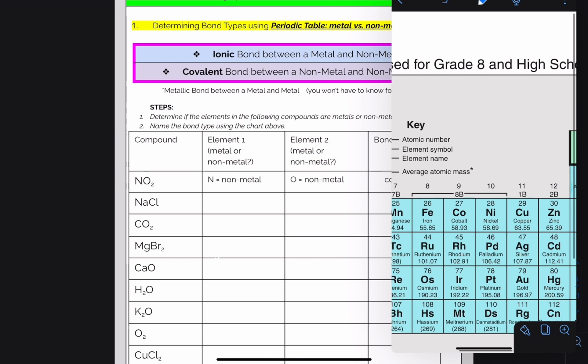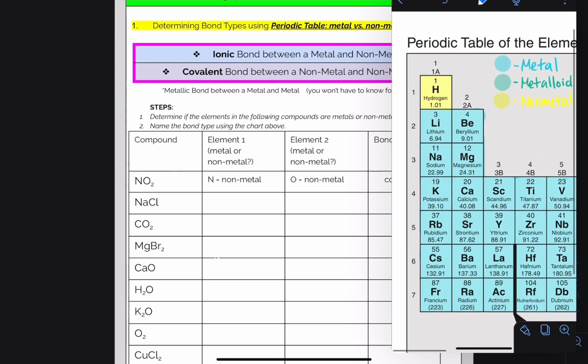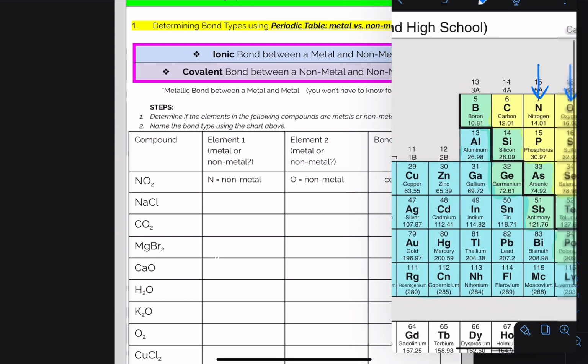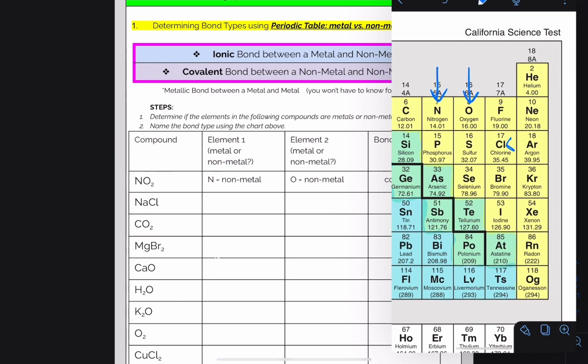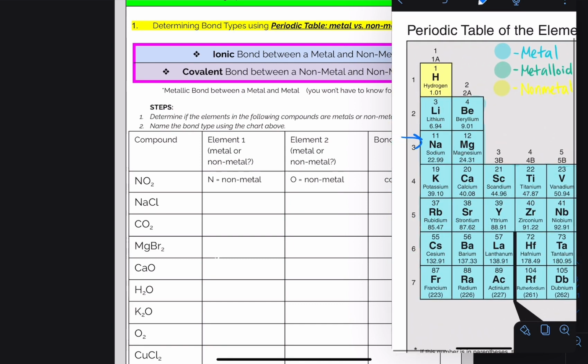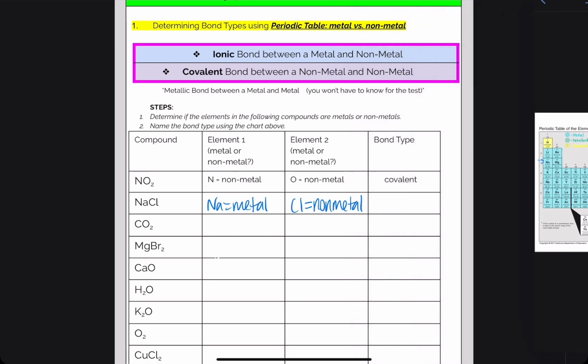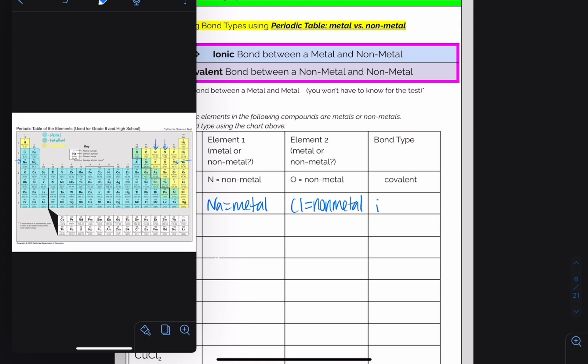If we look at the second compound, sodium, Na, is right there. Chlorine is over here. So we have a metal and a nonmetal. And since we have a metal and a nonmetal, that's going to be an ionic bond.